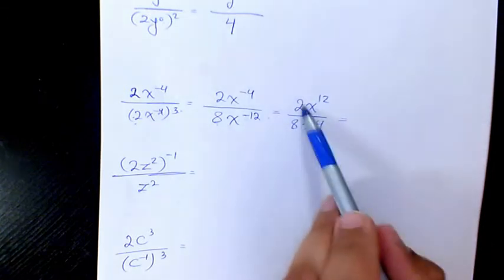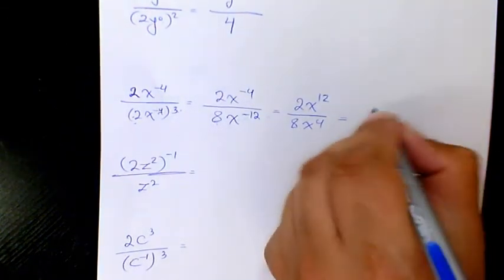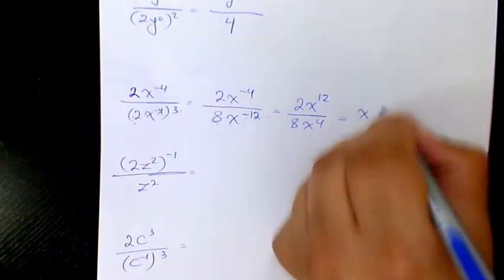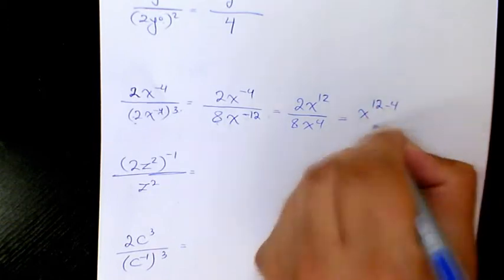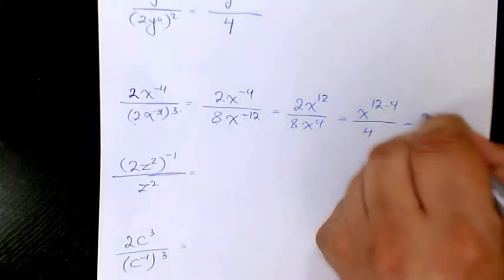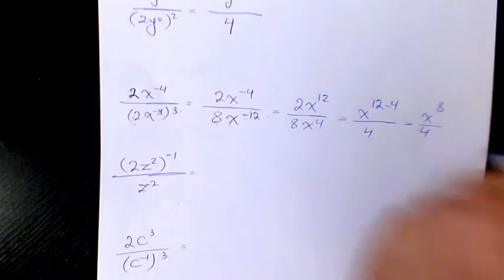Then you simplify 2 and 8, it's going to be 1 and 4. So it's going to be x to the power of 12 minus 4 divided by 4. So it's going to be x to the power of 8 divided by 4.